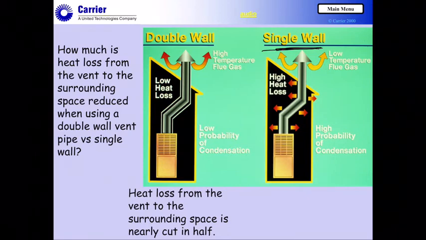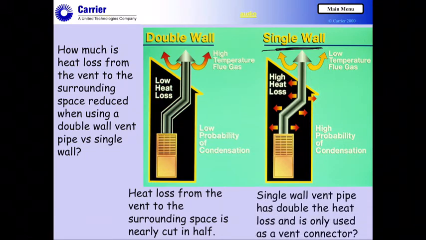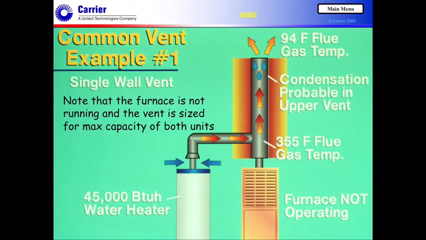The amount of heat loss is really about double for a single wall pipe compared to a double wall pipe. So that's something that we have to consider. It's one of the reasons why we try to minimize the use of single wall pipes, and maybe we only use them for vent connectors in terms of connecting the furnace to the main vent. That would be your best bet. But if you can use the double wall as far as you can, that's really your best chance to get a vent system to correctly work.